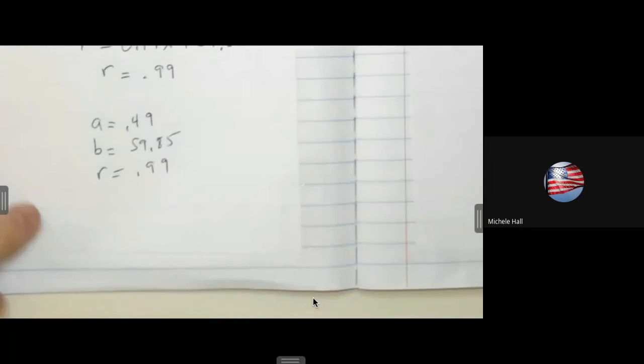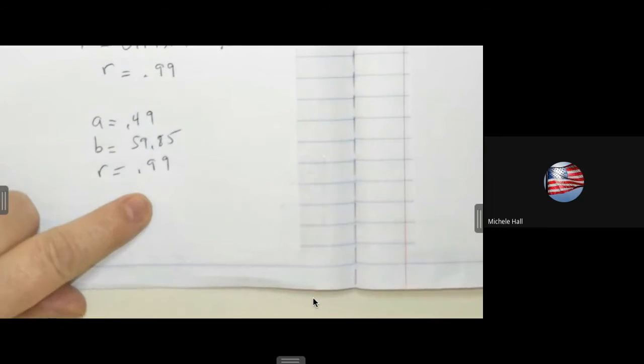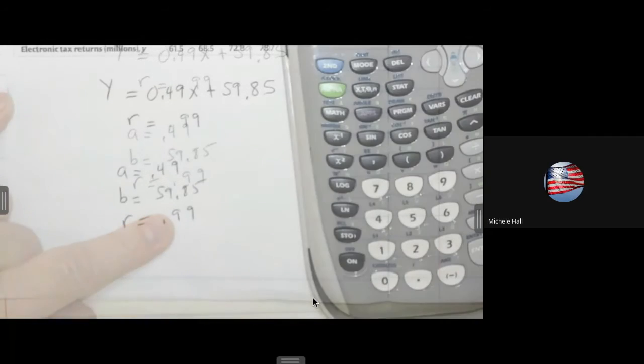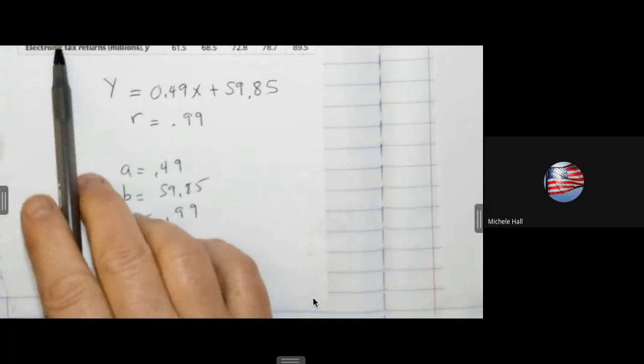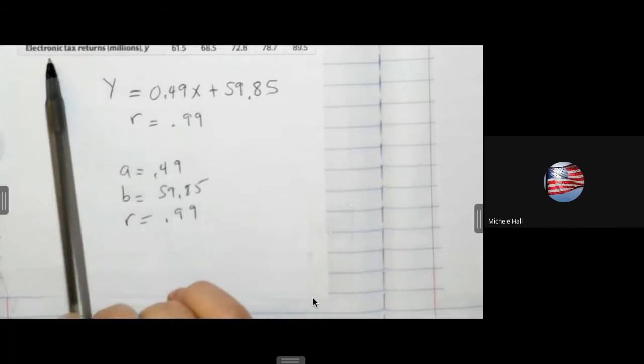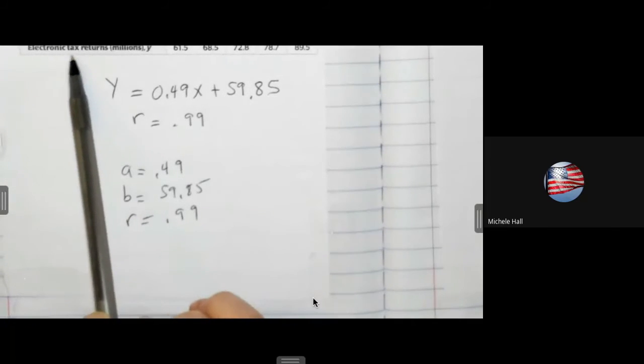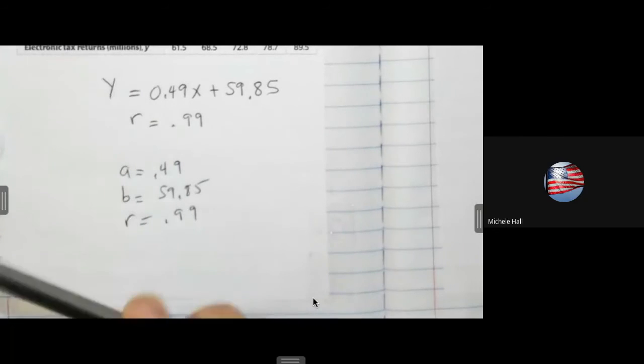So if we look at our data, the correlation is 0.99. How would you describe that correlation? So a positive correlation. What's a positive correlation? Album downloads are strongly related to electronic tax returns. So it'd be like when a person gets their money back from their taxes, they're downloading music. That's a strong correlation. They're going to download more music when they have their tax returns, when they have that money.